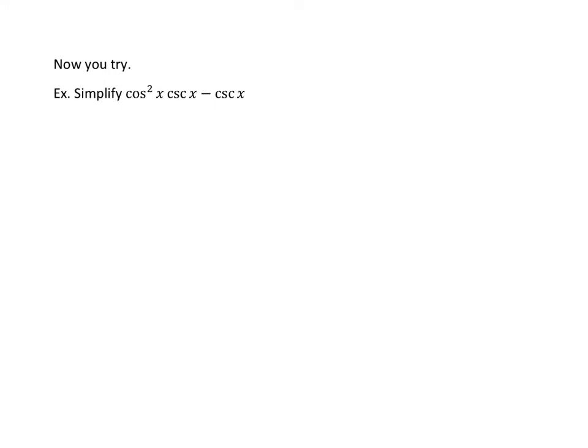Okay, give this one a shot, see if you can figure out what to do. In this one, and we could have done this in the last one too, but let's think about they have cosecant x in common. They have a common term, so if we factor that out, we're going to get cosecant x on the outside with cosine squared x minus 1 on the inside.